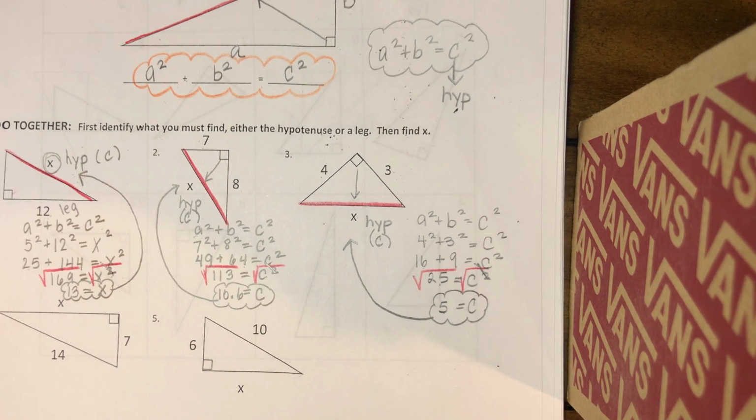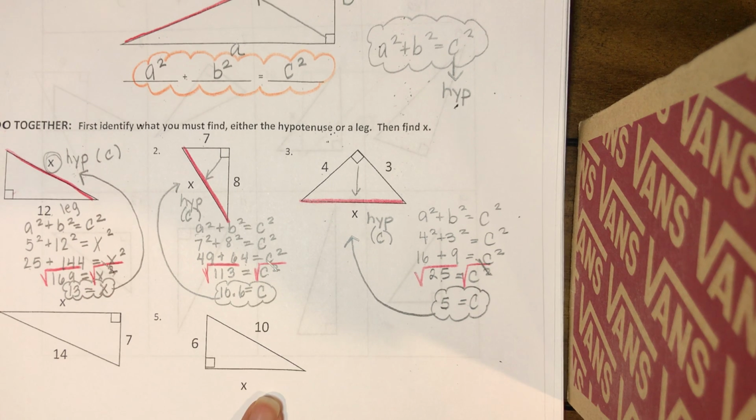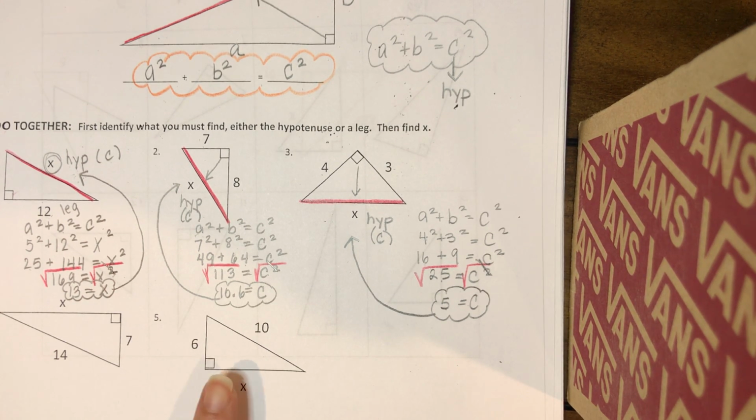Okay, so we are going to stop right here. In our next video, we're going to continue with Pythagorean theorem, and that will continue with when you have to find out one of the missing legs instead of the hypotenuse.